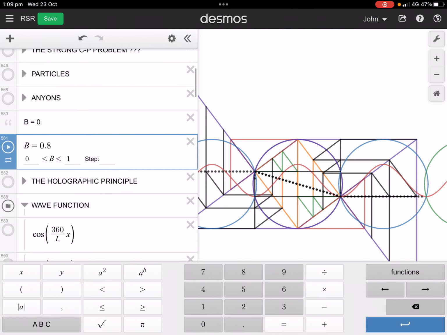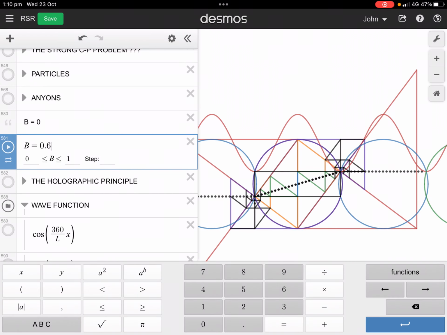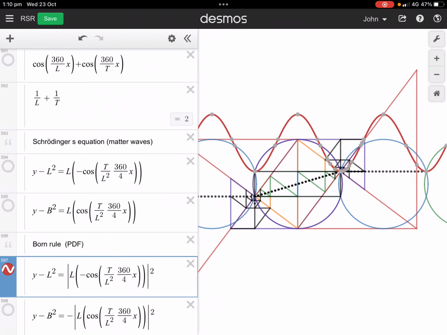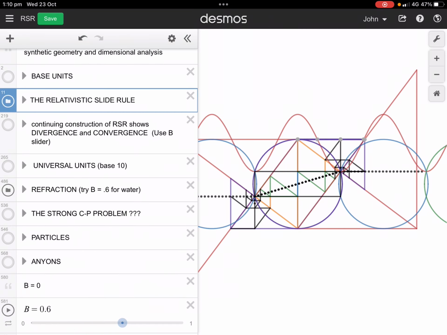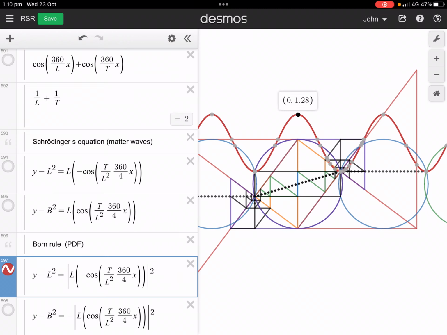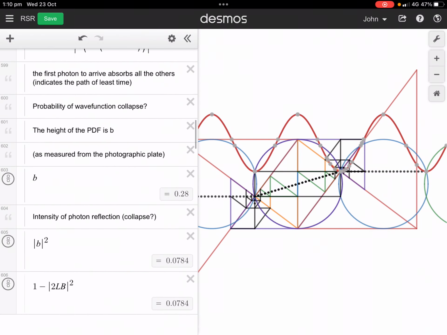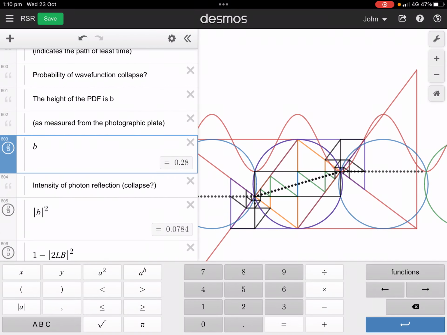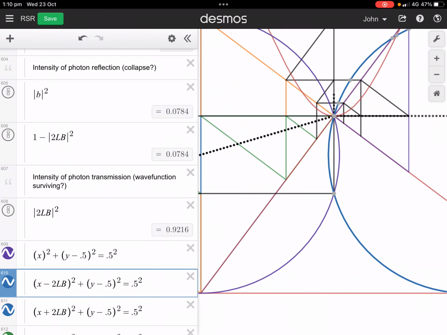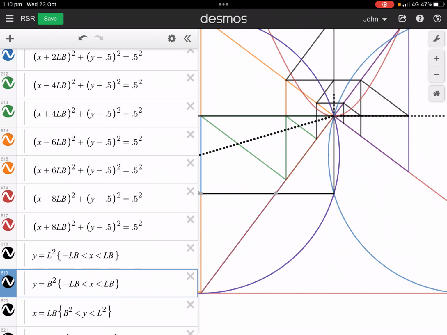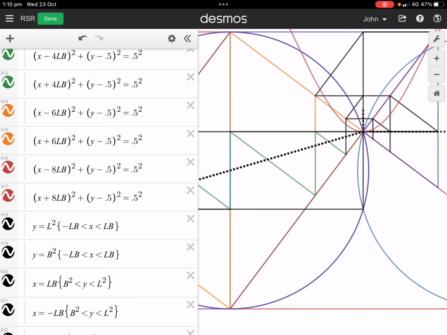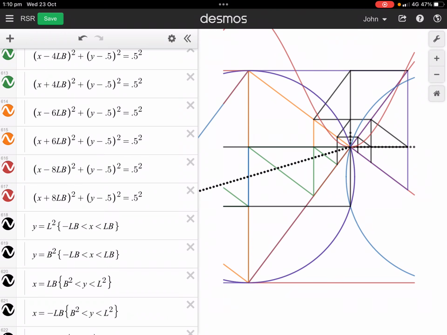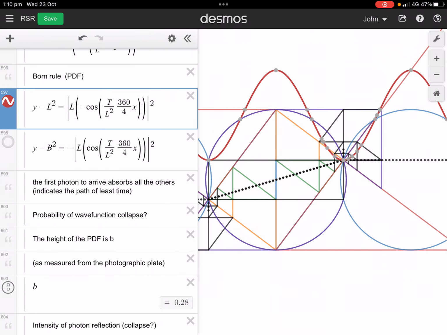And let me go back to my 0.6. If you look at this probability density function, you can see that it's popping its head out above the photographic plate by 0.28, and 0.28 is little b. The little b is actually the length of the distance between. You can see that little opening there. There's a distance, that's little b. It's the same as that.